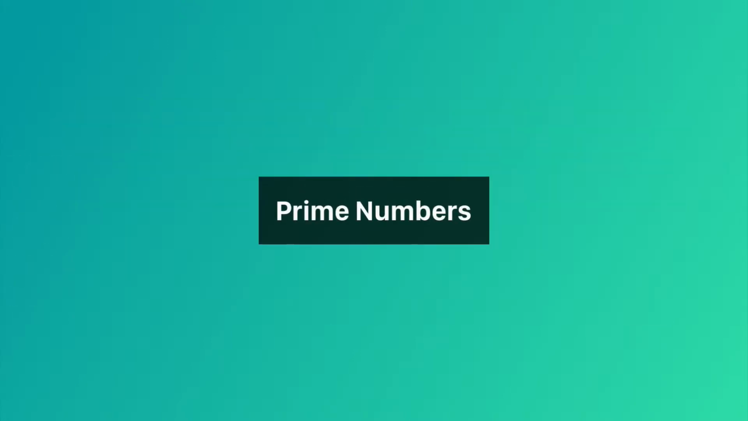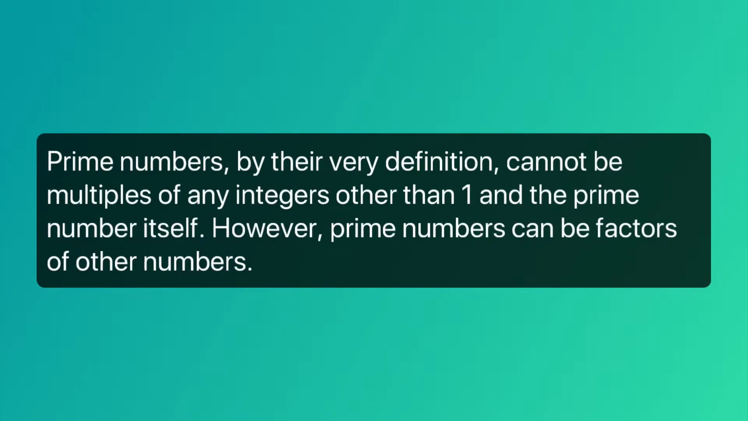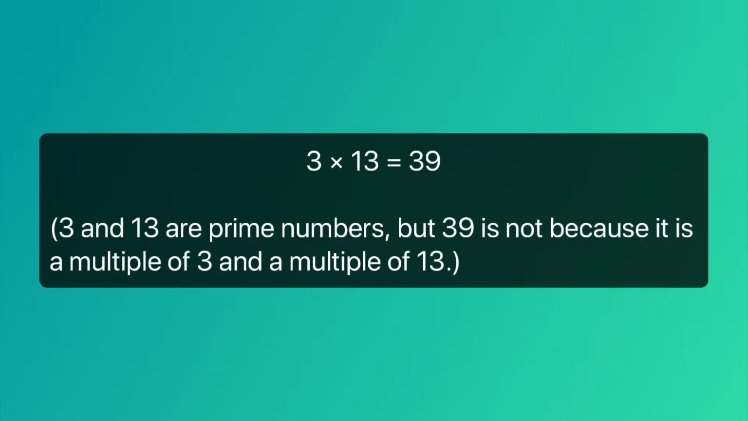Prime numbers. Prime numbers, by their very definition, cannot be multiples of any integers other than 1 and the prime number itself. However, prime numbers can be factors of other numbers. 3 times 13 equals 39. 3 and 13 are prime numbers, but 39 is not because it is a multiple of 3 and a multiple of 13.